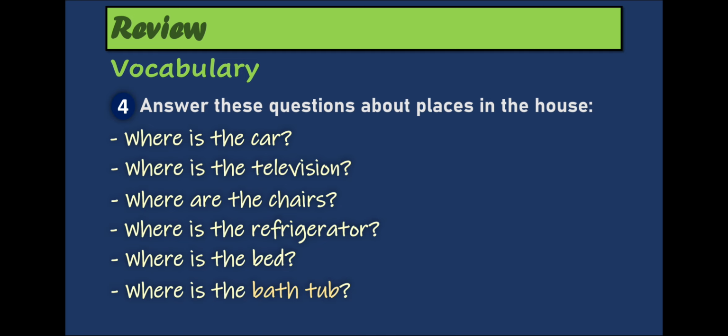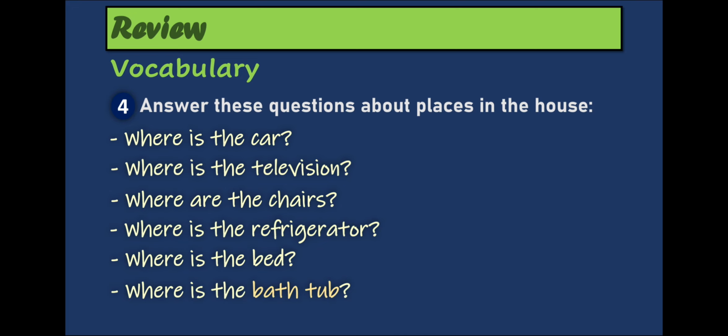Vocabulary. Answer these questions about places in the house. Where is the car? Where is the television? Where are the chairs? Where is the refrigerator? Where is the bed? Where is the bathtub? In the bedroom, in the living room, in the kitchen, in the garden, in the dining room, and so on. Pause the video and do the exercise.